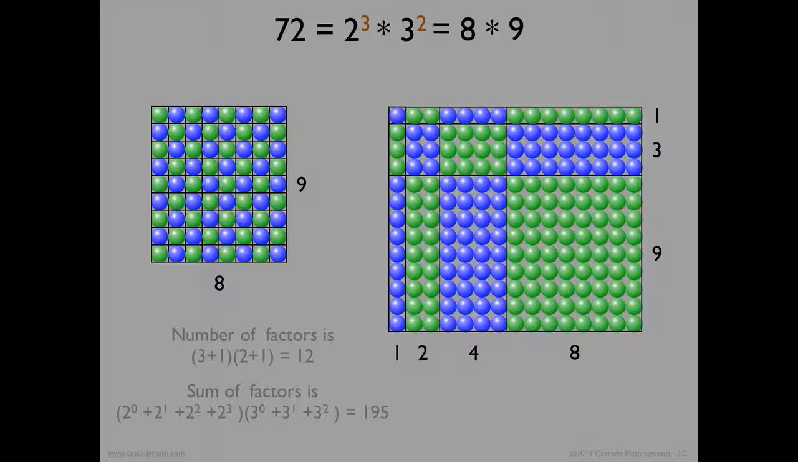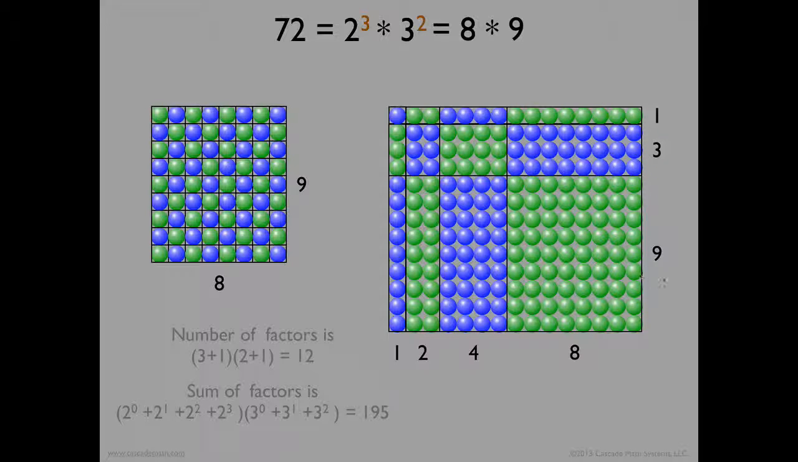And this is just 3 plus 1, and it's generated by the exponent. Since it's 2 cubed, we have 4. 0, 1, 2, and 3 is the exponent. And the same for the rows. Each one of the rows is generated by the powers 3 to the 0, 3 to the first, 3 squared.